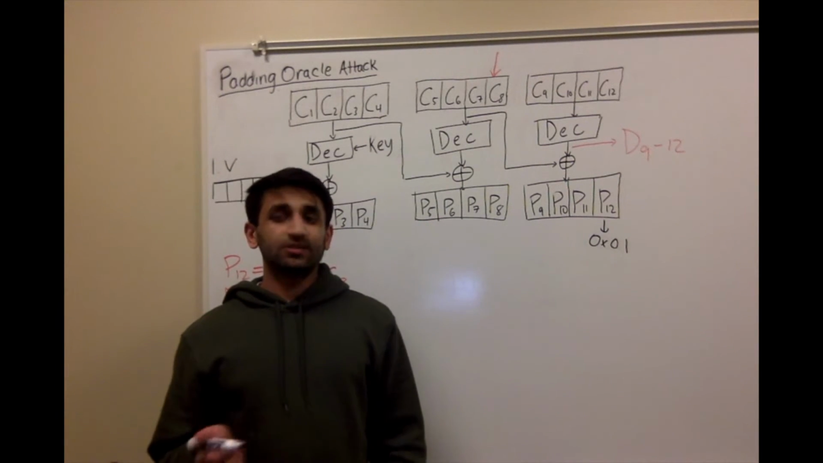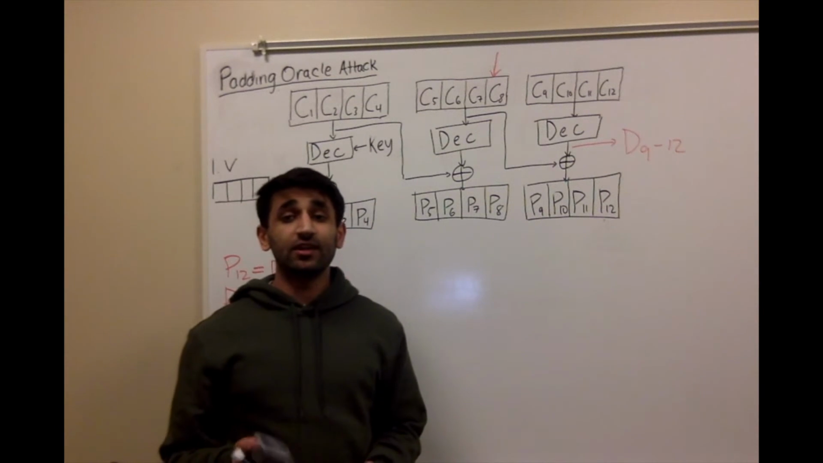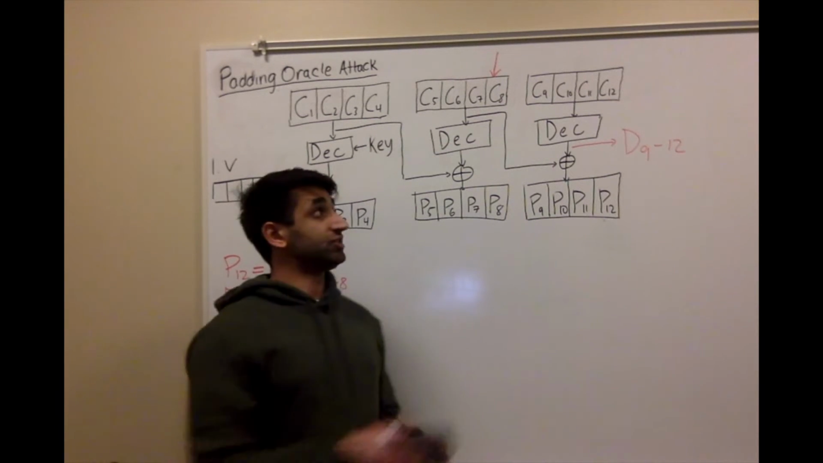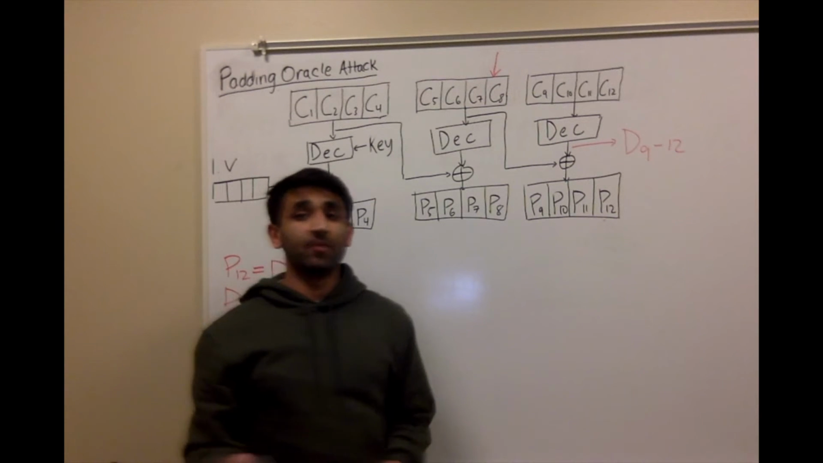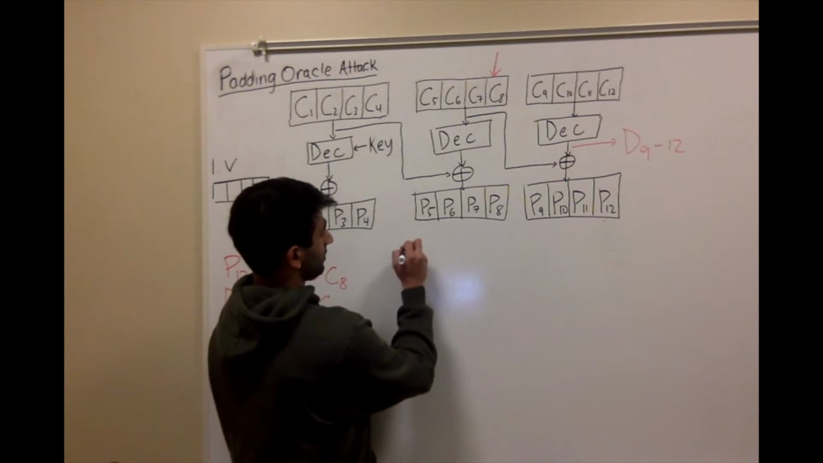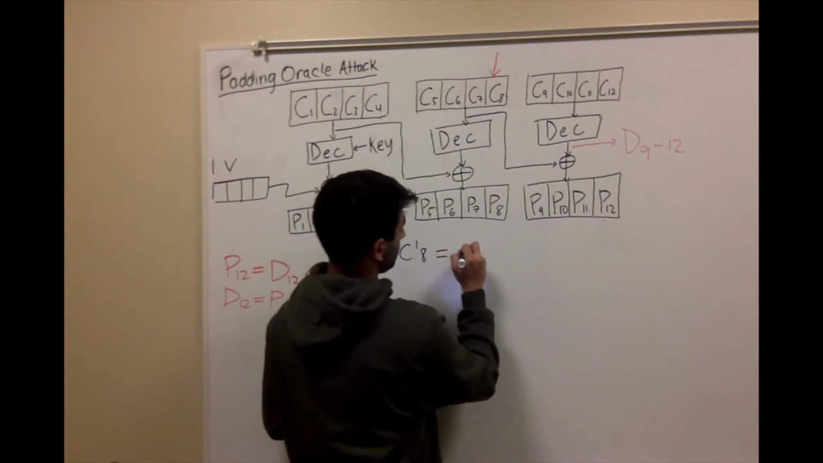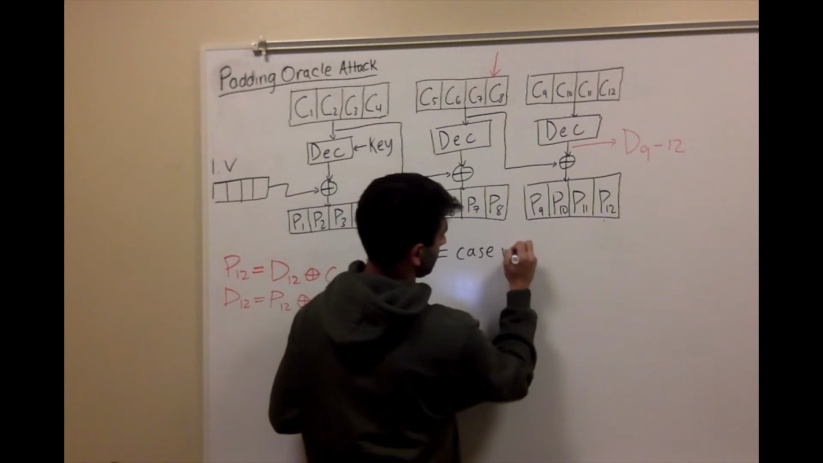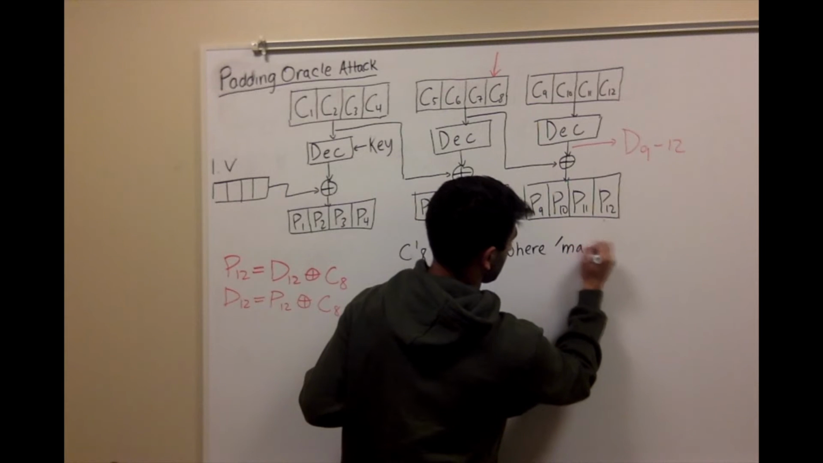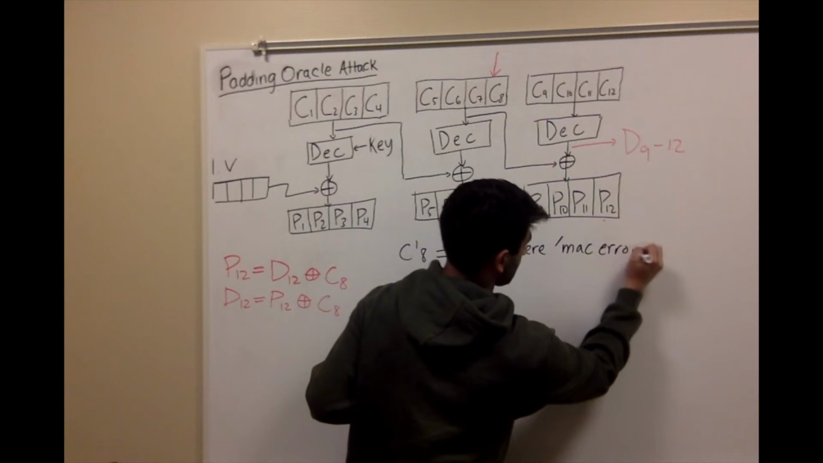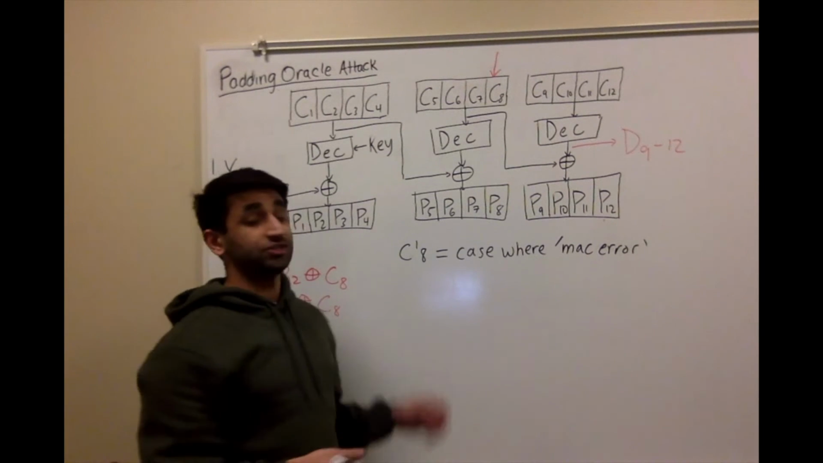So let's define C prime of 8. Let's say that C prime of 8 is this one special value that she puts in the spot C8 where she receives back a MAC error instead of a pad error. I'm just going to write this right here. So C prime of 8 is the case where she receives a MAC error.